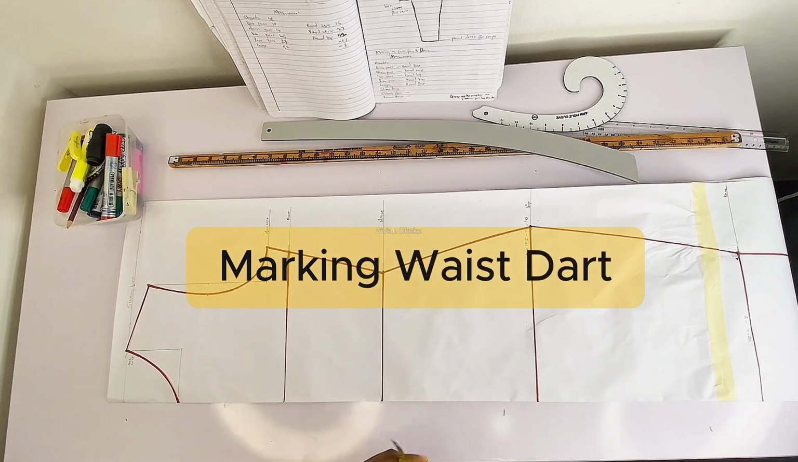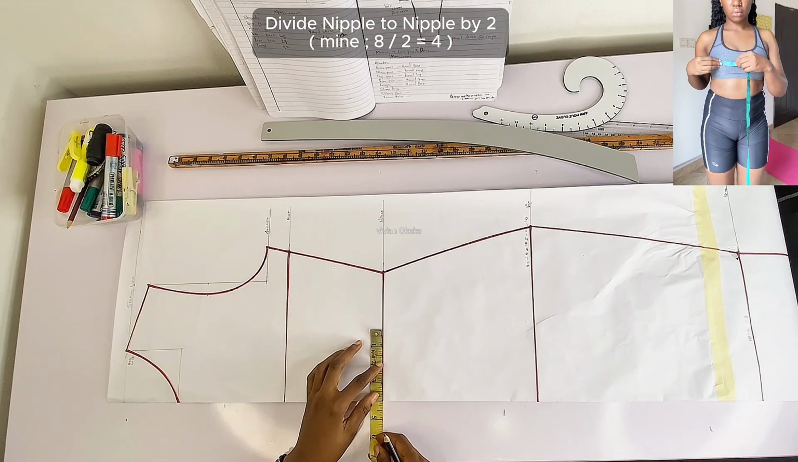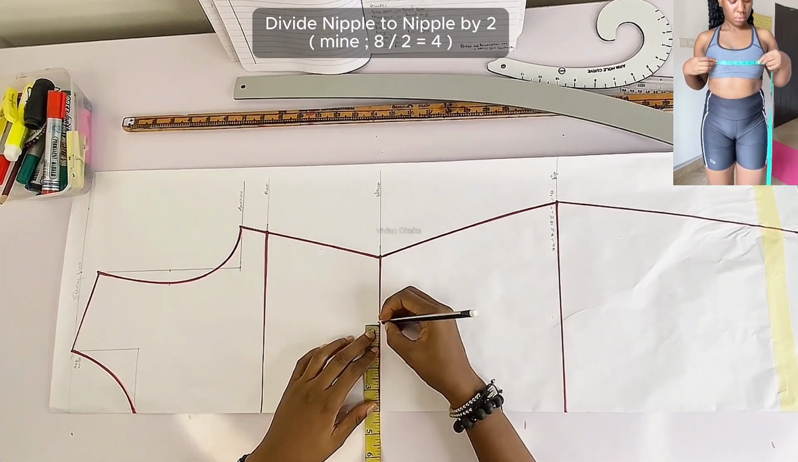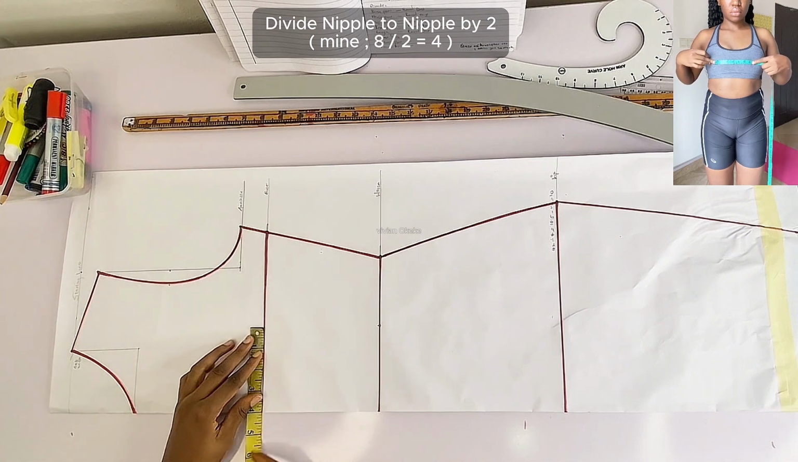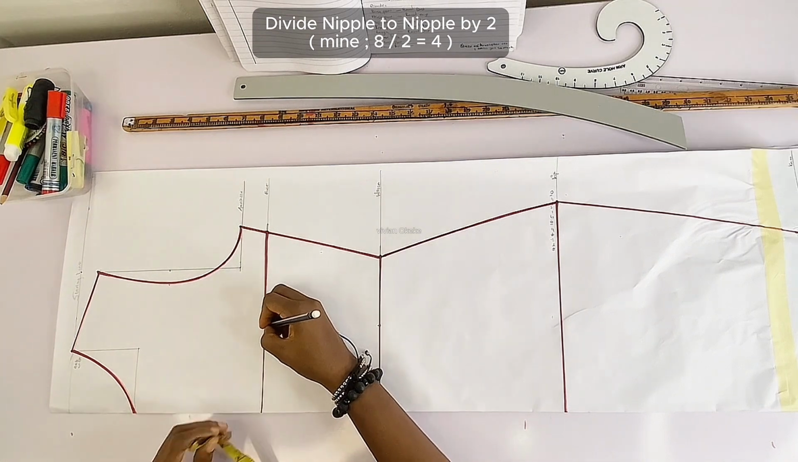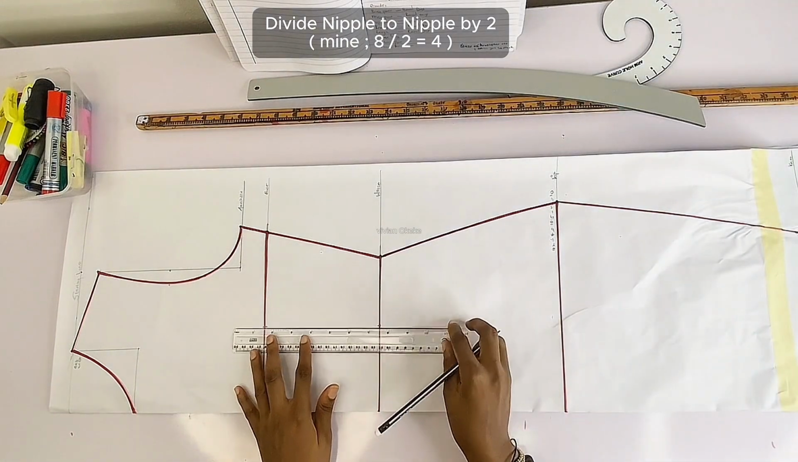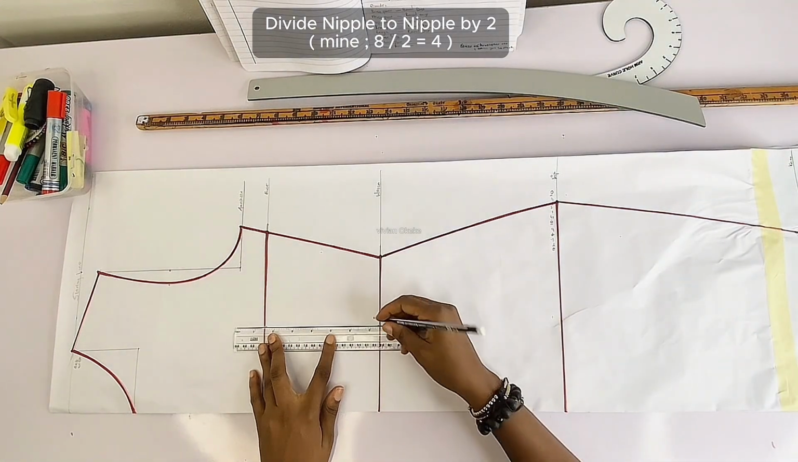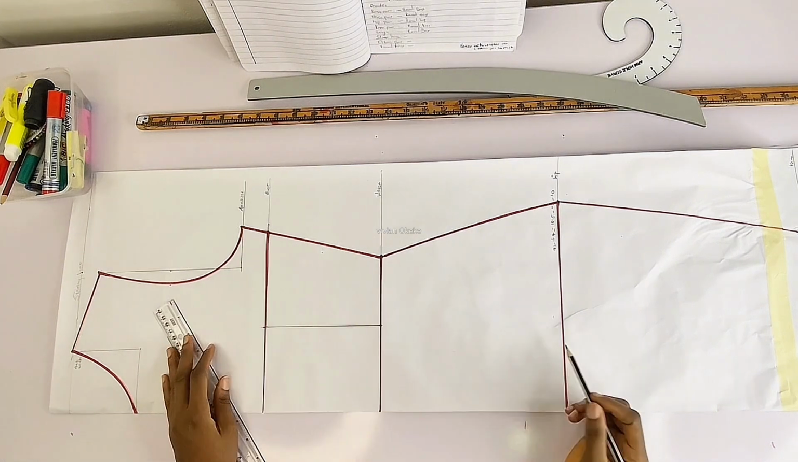and now we're going to be marking the darts. For my darts, I'll divide my nipple to nipple by 2, and I'll mark this on my waistline, on my hip line, on my bust line. My nipple to nipple is 8. When I place the tape from one nipple to another nipple, I get 8 inches. I'll divide that measurement by 2, and I marked 4 inches here. On my waistline and on my bust, I'll connect this with a straight line.